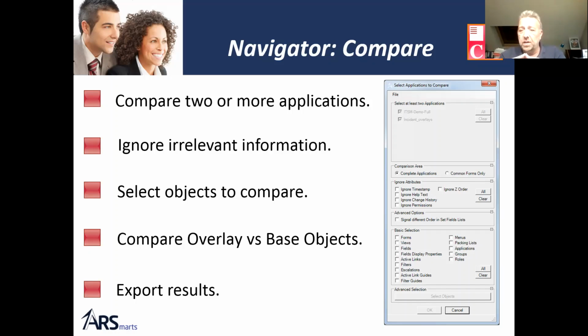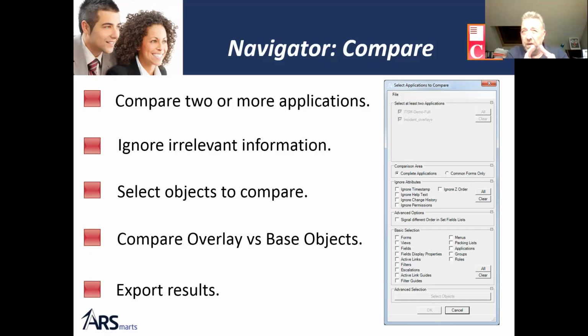What's interesting is that our compare functionality allows you to ignore irrelevant information. So for example, objects that are different only by the help text. Well, I want to ignore those, okay, because I'm not interested in those, for example, right? We will see that you can also narrow down what you are going to compare by using the search.